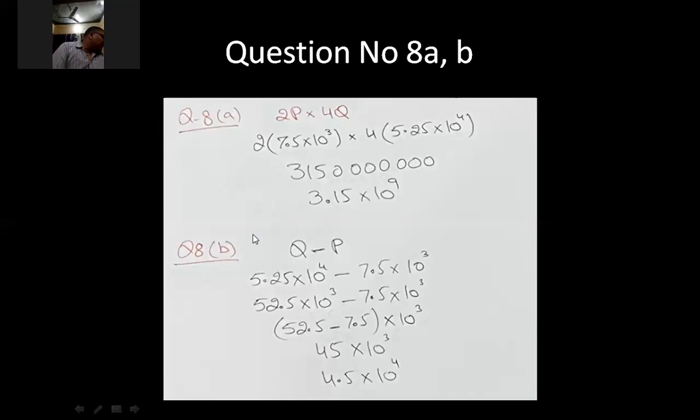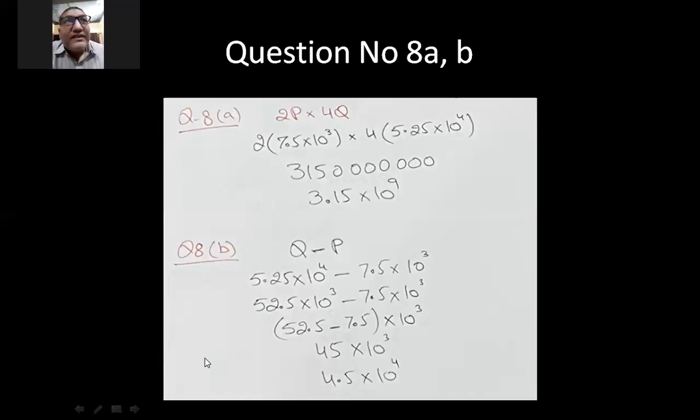Question number 8, B part is find the value of Q minus P and write it in the standard form. So Q minus P, I will show you how this is done manually. So Q is 5.25 x 10^4 and P is 7.5 x 10^3. First of all, I will make the exponent the same. Let's say I move this decimal one step to this side, so the power will be subtracted here. So you will get 10 to the power 4 minus 1, that will be 10 raised to the power 3. So 52.5 x 10^3 minus 7.5 x 10^3.